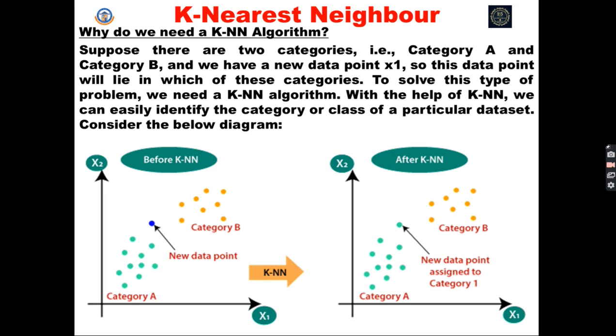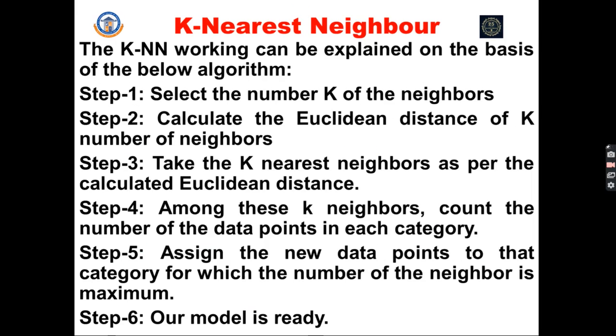Consider the diagram below. We have category A, represented by green data points, and category B, in orange data points. The new data point is represented in blue. We do not know whether the data point belongs to category A or category B. But after classifying using the KNN algorithm, we know that it belongs to category A, because the distance between the new data point and the category A data points is very much less compared to category B. So it is assigned to category A. This is how the KNN algorithm works.